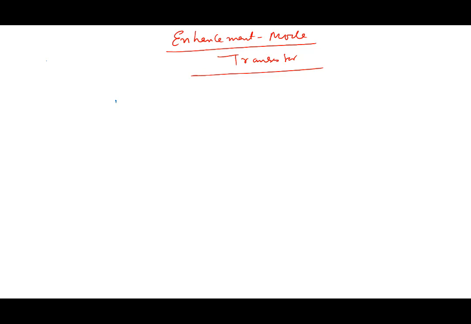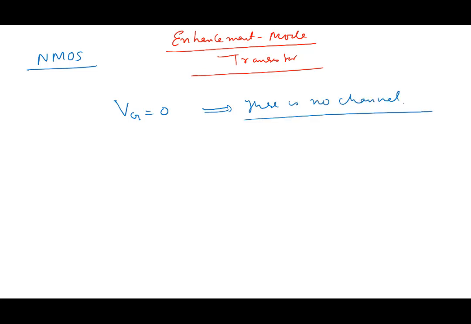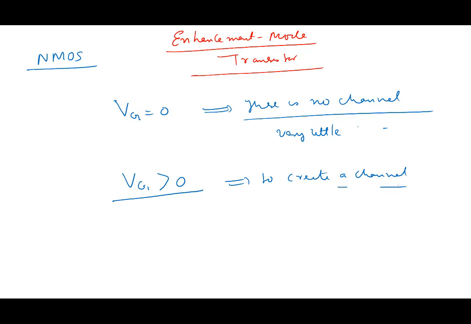Typically, let's say we are talking about NMOS. If you apply VG equal to 0, there is no channel, very little current. You have to apply VG greater than 0 to create a channel. That's why it's called the enhancement mode. At zero bias, there is very little conductivity in the sample. It's not carrying much current. Apply a positive voltage to create a channel. So we call it enhancement mode.